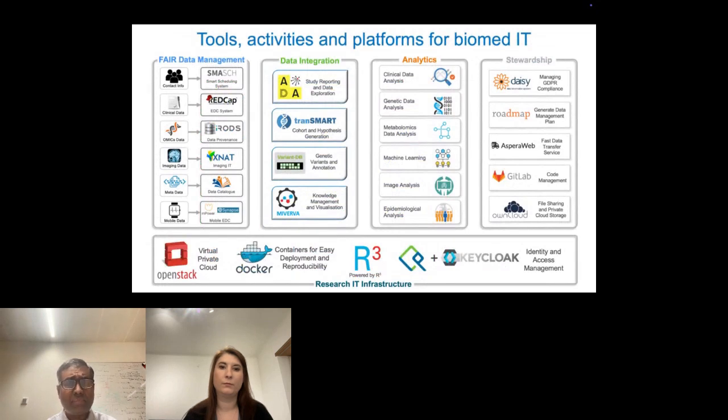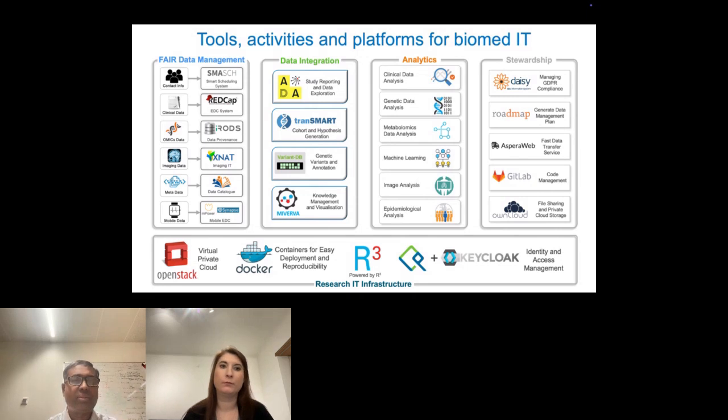So I'm almost at the end of my talk. Over the years, we built a lot of tools and solutions to facilitate certain analyses. The first part is what we call FAIR data management. I spoke about SMASH, which stores the identifiable information and the clinical data in REDCap. We are also in the process of adding iRODS for data provenance, XNAT for imaging data, a metadata data catalog, and we also use mobile sensor data.